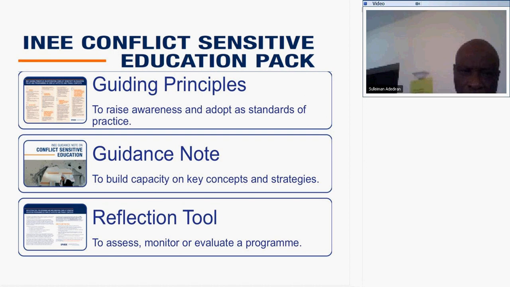To move forward on delivering conflict-sensitive education across the humanitarian development spectrum, I offer these three tools which we've covered today. The guiding principles is the one-page summary of six principles for conflict-sensitive education. These can be used to raise awareness and adopt a standard of practice. As we discussed, there is the INEE Conflict-Sensitive Education Guidance Note, a booklet of around 80 pages, used as a reference tool or to generally build capacity on key concepts and strategies around conflict-sensitive education. It's ordered according to the INEE five domains of minimum standards. And finally, the reflection tool is a list of questions according to each stage of the program cycle that can be used to assess, monitor, or evaluate programs.